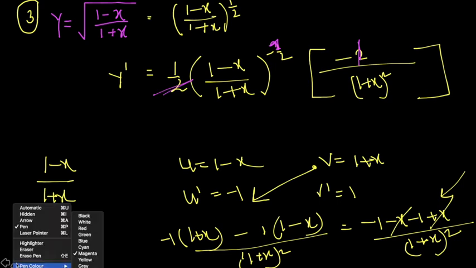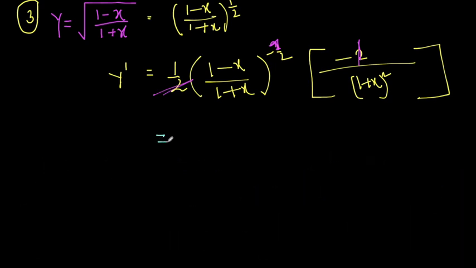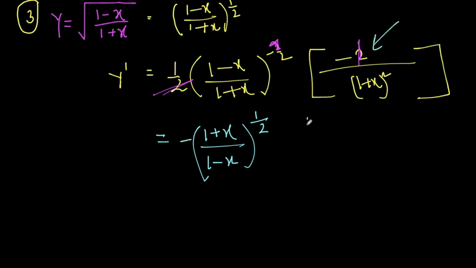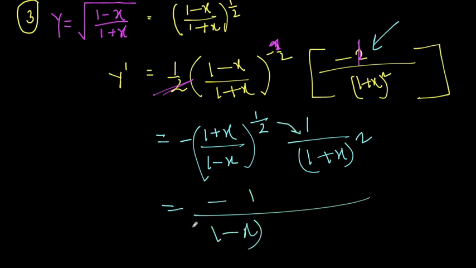Okay, so I will try to simplify this further. Now what this will become is 1 plus x, 1 minus x, and we are just changing the power and it will become positive, and here is a negative because of this negative, and 1 over 1 plus x to the power 2. So if you further simplify this, your answer will be minus 1 minus x power half. I'm not disturbing the 1 minus x power, and then this will become 1 plus x power 3 over 2. So this is your final answer.